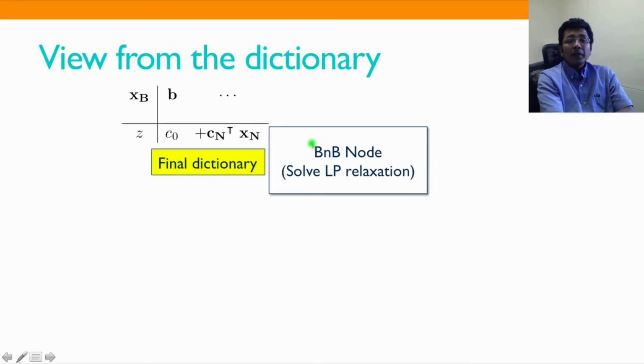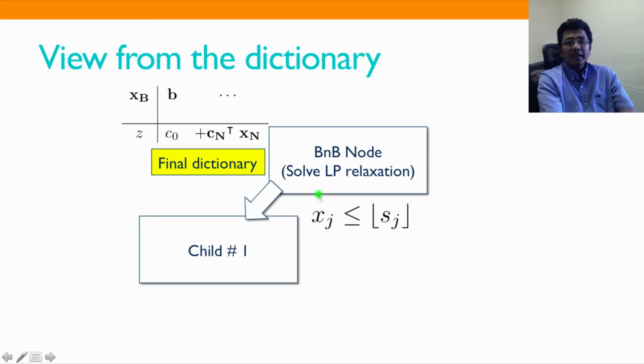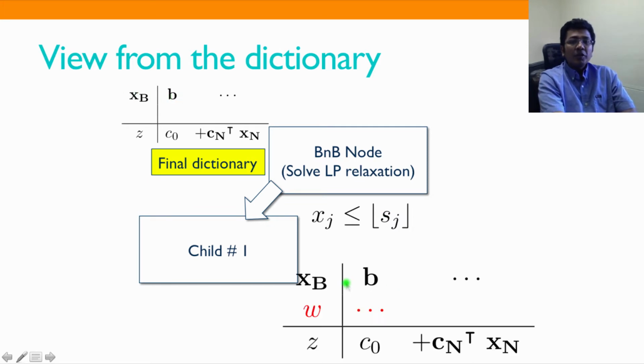So what's the view from the angle of a dictionary doing simplex? Here imagine the situation where you have solved for a branch and bound node and you have solved the LP relaxation. You decide that the solution B for the basic variables has fractional entries, and therefore I would like to now select a branch variable and do branching. Let's say xj is selected, and let me imagine one of the children here, xj less than or equal to the floor of sj, which is the value of the branch variable right here.